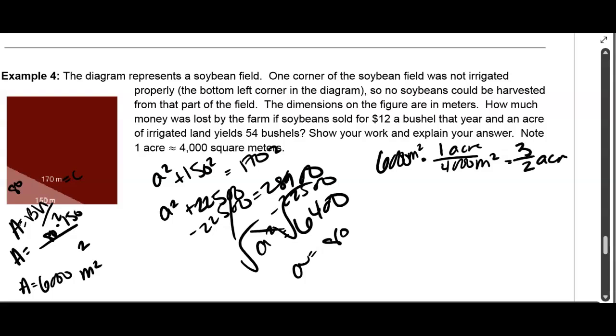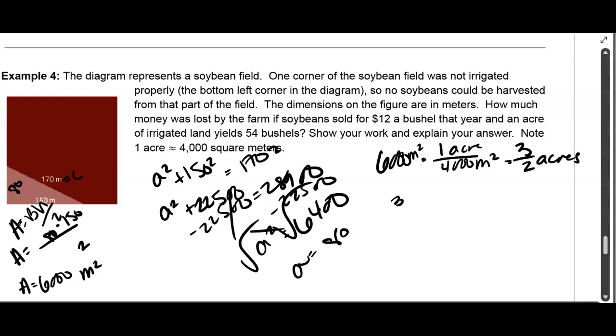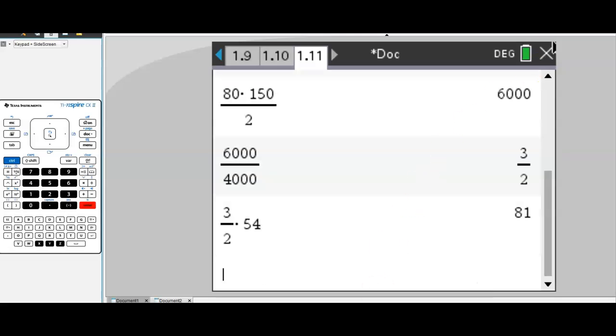So 3/2 acres. And then I know that within an acre, an acre of land yields 54 bushels, so I'm going to say 3/2 acres times my unit conversion of 1 acre gives me 54 bushels. So I'm going to take this number and multiply it by 54. So I have 81 bushels.